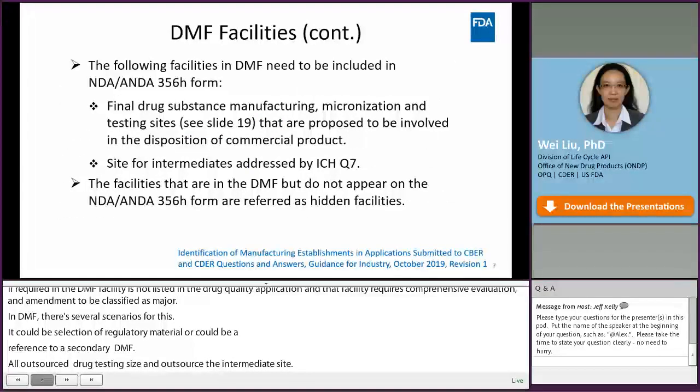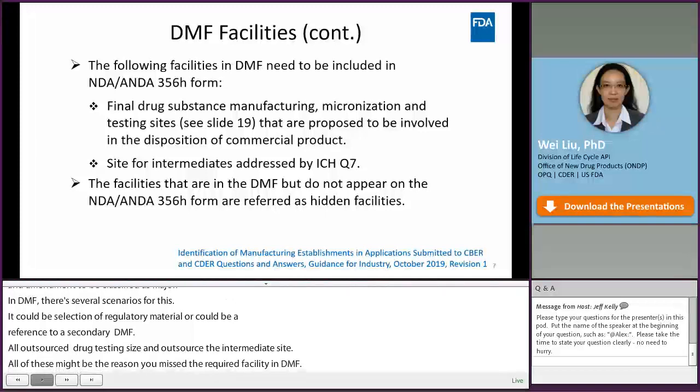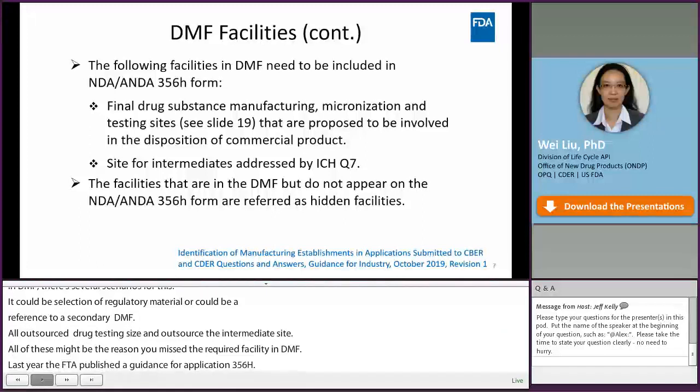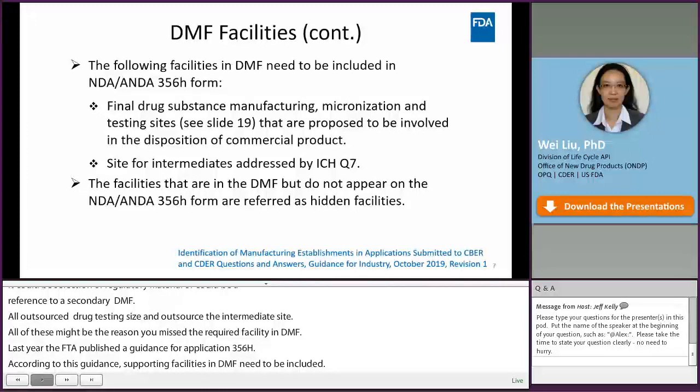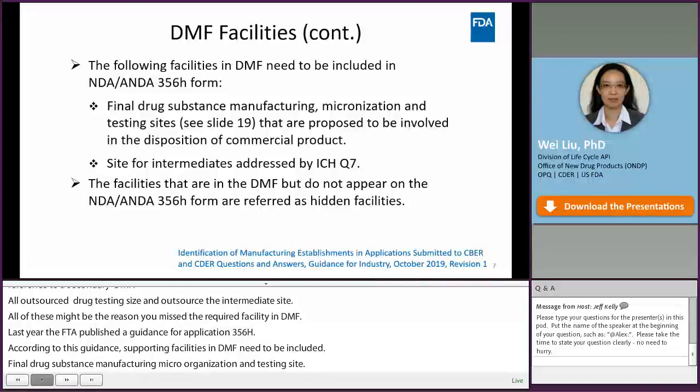Last year, FDA published a Q&A guidance for application 356h. According to this guidance, the following facilities in DMFs need to be included in 356h. Final drug substance manufacturer, micronization, and testing site. It also includes site for intermediate addressed by ICH-Q7. If a facility in DMF is required in the application but doesn't appear there, it is called a hidden facility.